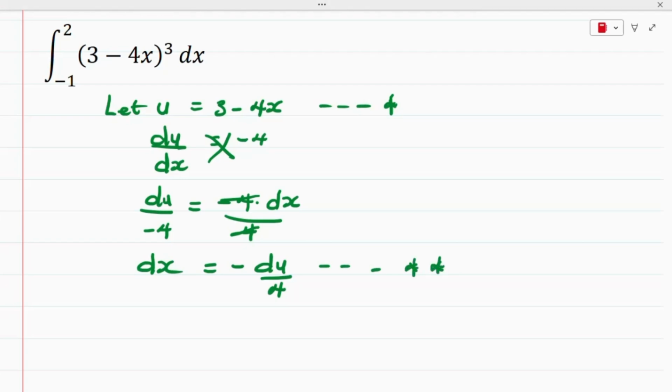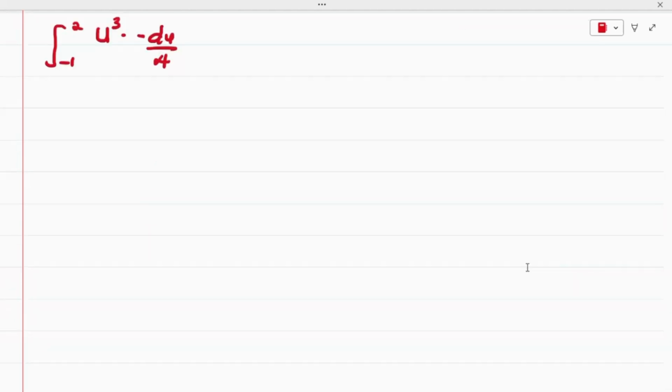At this point we want to say the integral having the limit of minus 1 to 2. Now we know that u is equal to 3 minus 4x, so we have u raised to the power of 3 multiplied by, in place of dx, negative du divided by 4. So we factorize this, so we have negative 1 over 4 integral, with the limit of minus 1 to 2, u raised to the power of 3 du.